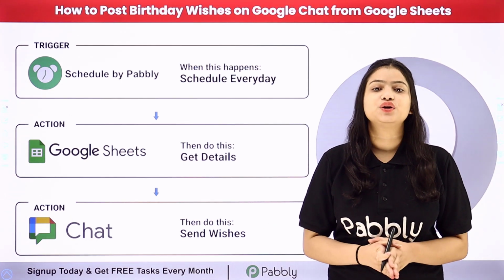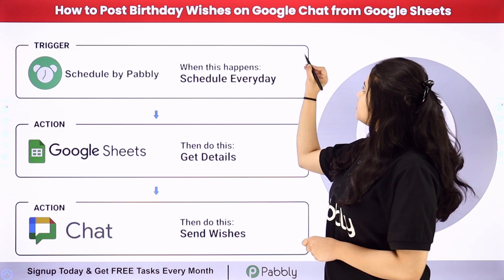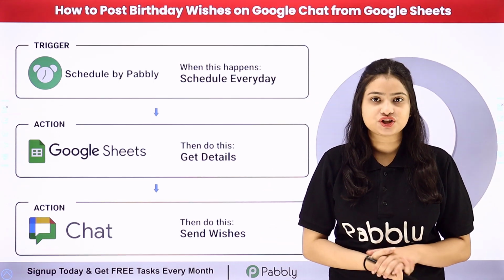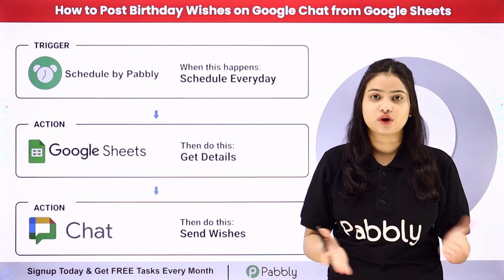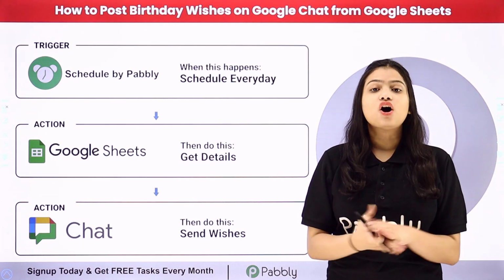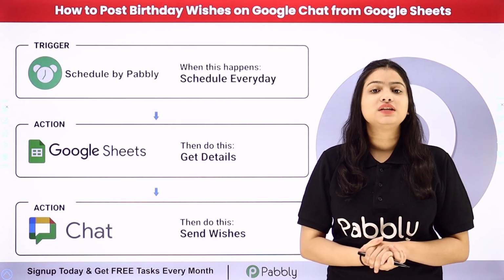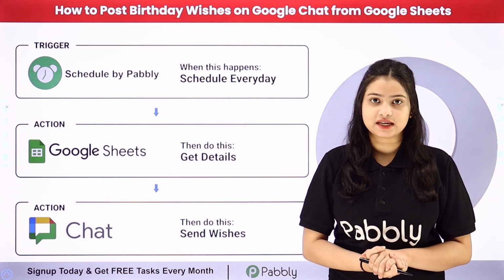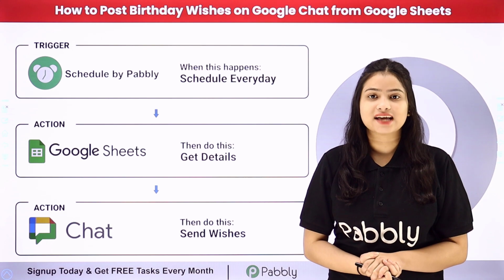In this video, we are going to learn how to post birthday wishes on Google Chat from Google Sheets. So I have prepared a spreadsheet which contains the details of all the employees I have in my organization along with their birth dates. Now according to these details, I want to send birthday wishes to each of the employees on my Google Chat space. So how are we going to automate this entire process?